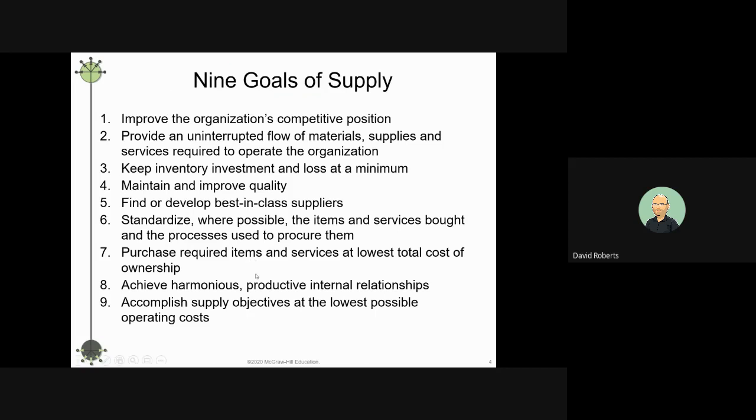So here are some of the goals. Improve your competitive position. And an uninterrupted flow of materials. We talked about that during last week's class, where you need your steady supply of materials. Otherwise, your plant can shut down.